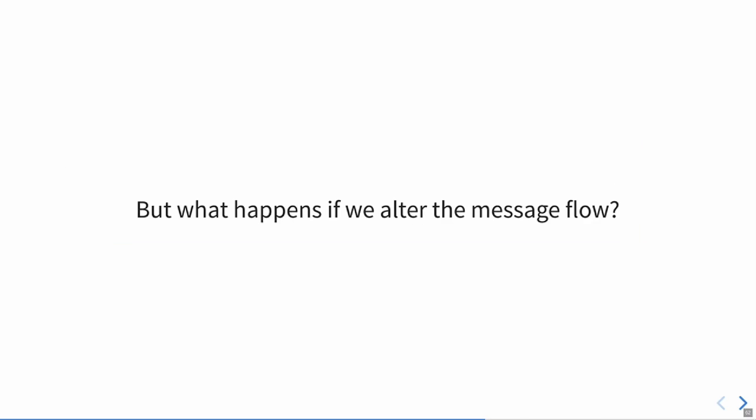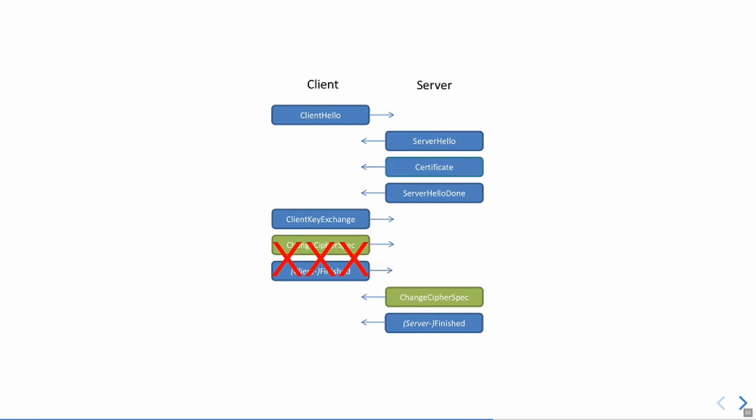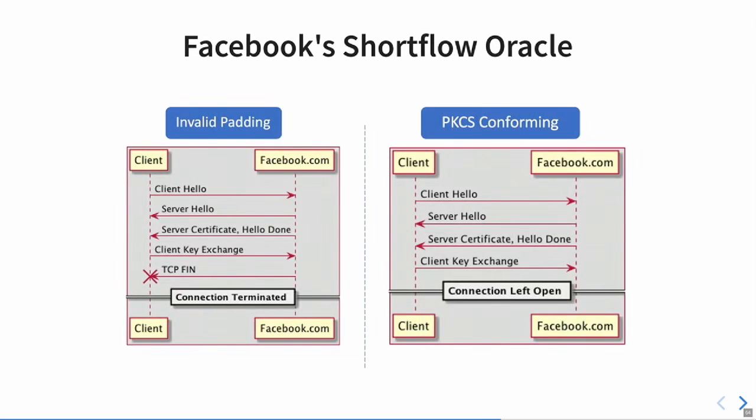But what happens if we play with the message flow a little bit? Going back to this diagram again, you should understand that each one of these blocks can be sent together, or a lot of them can be sent together in the same packet, or they can be split. And what we found is that when splitting these messages up, Facebook would actually have some slightly different behavior. You could actually just omit the change cipher spec and the finished message, and you end up with something like this. So now this is after Facebook had deployed their first patch.